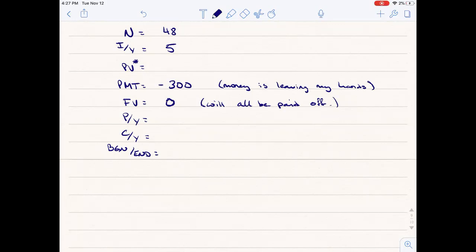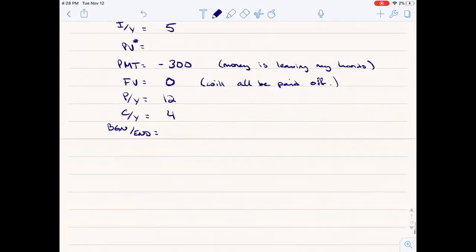And then we said the payments per year, now I can't remember, but I've got them here, were 12, and the compoundings per year were 4. And for the beginning or the end mode, we're at the end. You can just double check that you're at the end. If you go second PMT, it has the BGN over top, and it should just say end. If it's at the beginning, it would have a little note up at the top, even if you're not in the BGN screen.